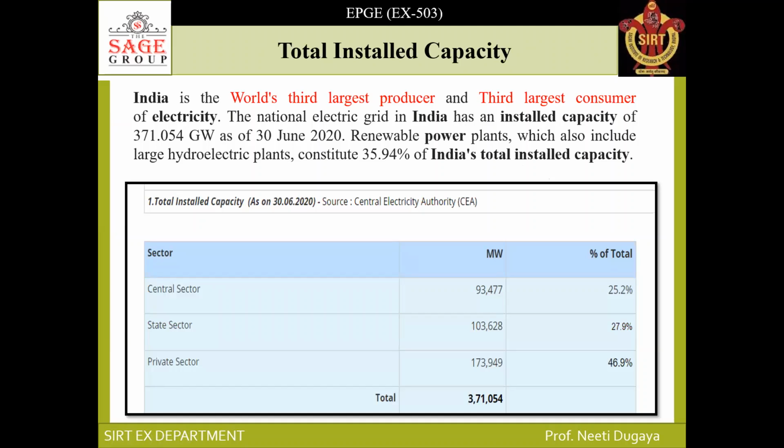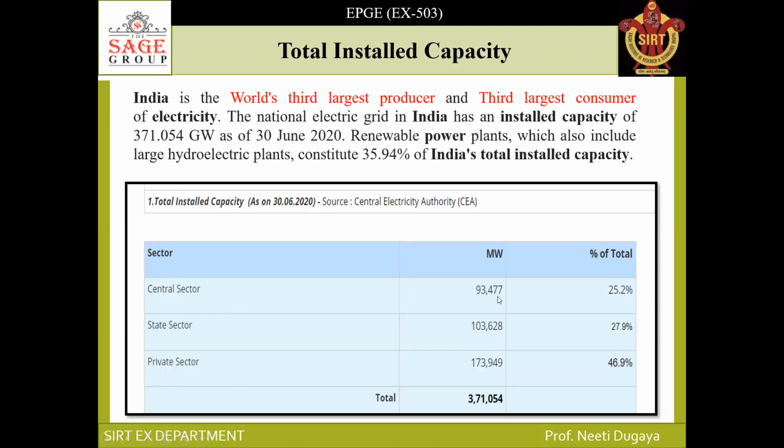So this is the total installed capacity in India. India is one of the world's largest producers and third largest consumer of electricity. The national electricity grid in India has an installed capacity of 371.054 gigawatt as per 30th June 2020. Renewable power plants, which include large hydroelectric power plants, constitute almost 35 to 36% of India's total installed capacity. As per the Central Electricity Authority, this data has been generated, and the central sector, state sector, and private sector contribute as shown in the table.